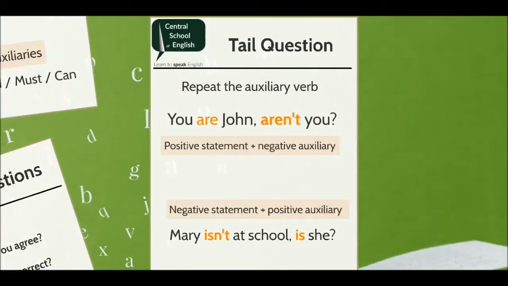When we make a statement that has an auxiliary verb, we must repeat the auxiliary verb in our tail question. For example, "You are John, aren't you?" In this example, I make a positive statement using the auxiliary verb to be. I say, "You are John." I repeat the auxiliary verb to be. Because the statement is positive, I use a negative form of the auxiliary verb in my tail question.